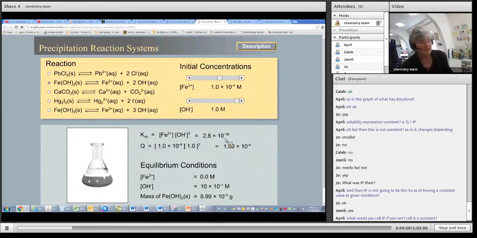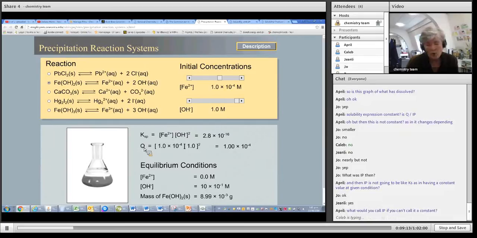Okay, so this doesn't change. This one does as it reaches equilibrium. So yeah, that's why we don't really call this a constant. We call it the quotient, Q.